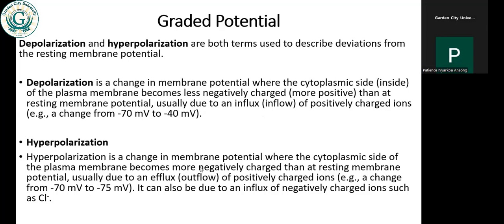Then with hyperpolarization, we make the inside more negative by moving negative ions into the cell. So here we don't move positive ions, we move negative ions. It can be chloride ions, where we move negative ions into the cell, making the inside more negative. And it becomes difficult for the cell to be excited.